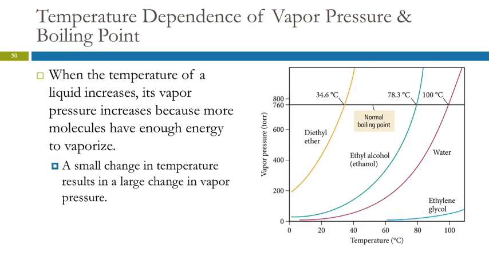So as you increase the temperature of the water, the vapor pressure increases. For water, the vapor pressure is 760 torr at 100 degrees. For ethyl alcohol, the vapor pressure hits 1 atmosphere, or 760 torr, at 78.3 degrees. And so that's where it begins to boil. Diethyl ether hits 760 torr of vapor pressure at 34.6 degrees Celsius. Weaker intermolecular forces.